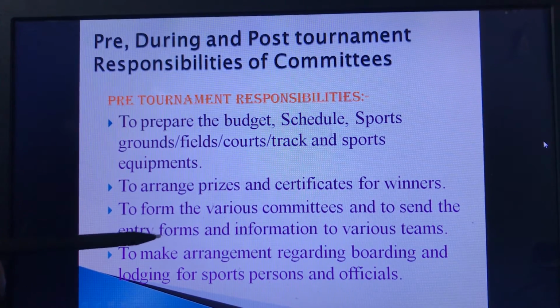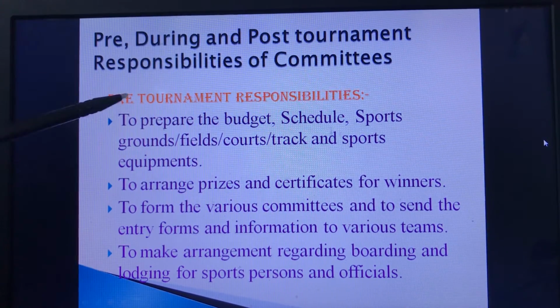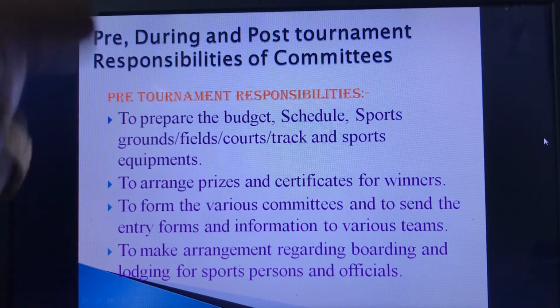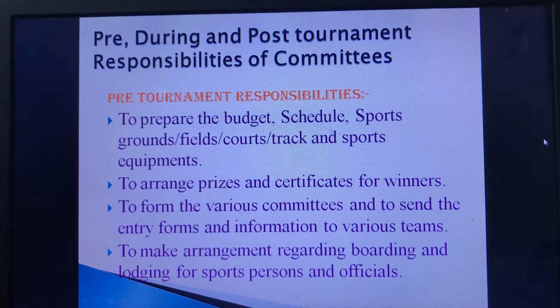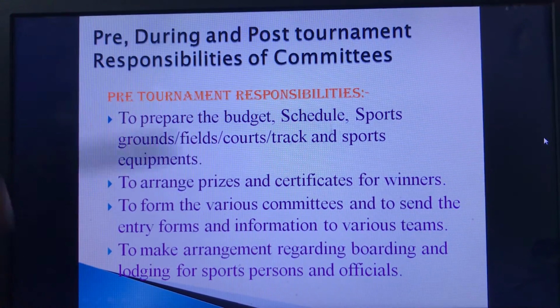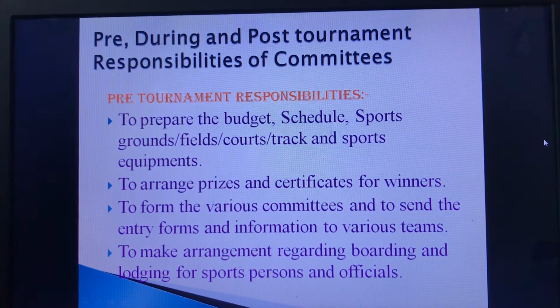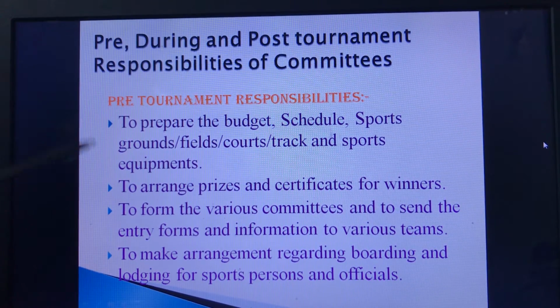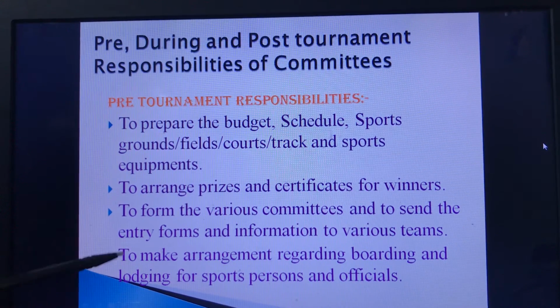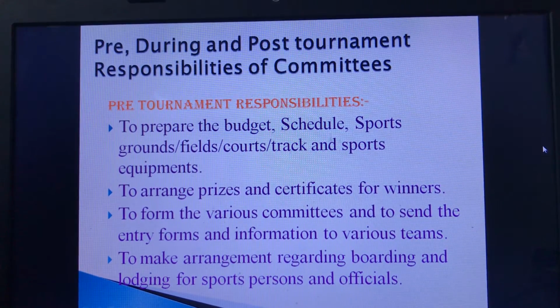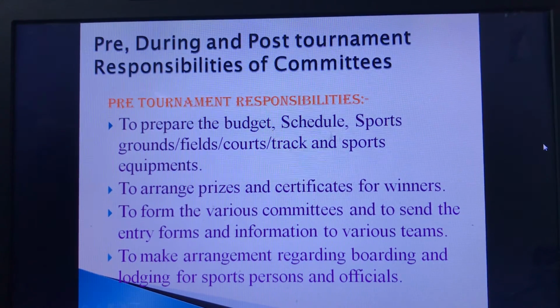But the entry forms depend on the type of tournament. If you are conducting a high class tournament, you have to start the work much earlier and give information to all the teams properly at the right time. Then only you will get very good entries and a full crowd will come. Otherwise nobody will come. And to make arrangements regarding boarding and lodging for sports persons and officials.